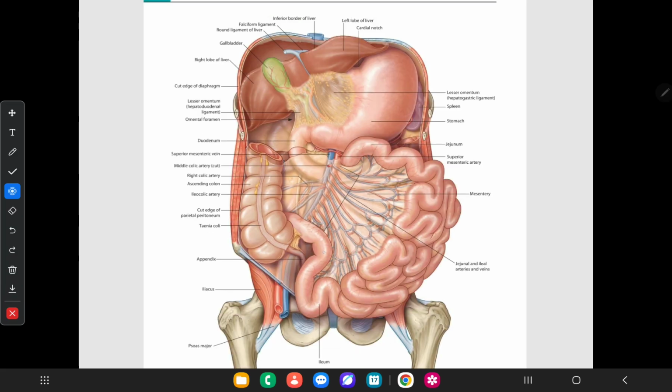Here also you can see the small intestine. Root of mesentery is here. It extends from the duodenojejunal flexure to the ileocecal junction, and it is an oblique line.